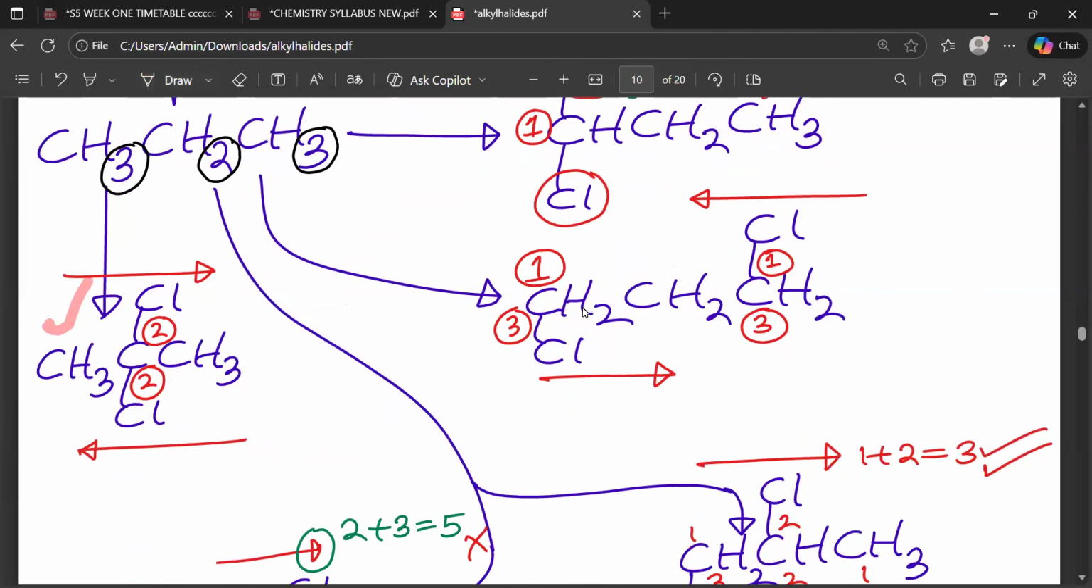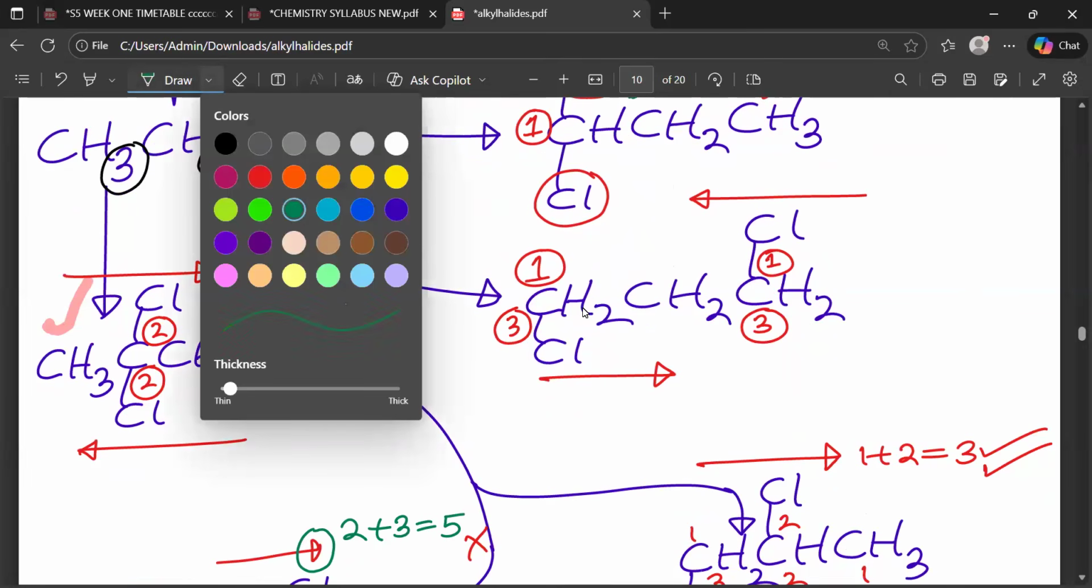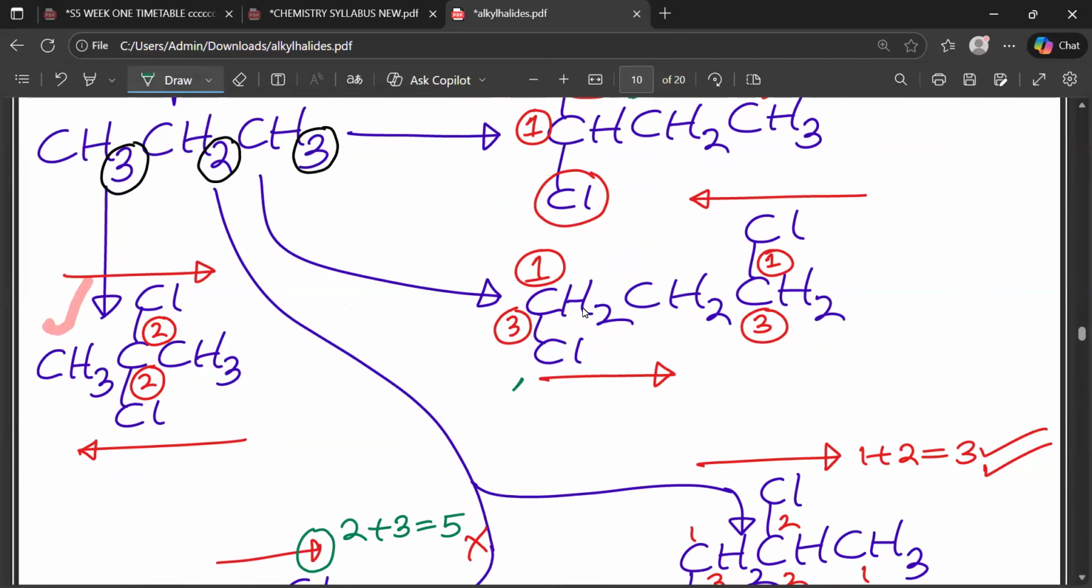Then this one. It is 1 and 3 in either direction. So you're supposed to just come and say that this one is 1 and 3. There are also 2 chloro groups, so I'll say dichloro. If it is bromo, you also say dibromo. You get the point? Pro what? Propane. One word. Hope you know why it is propane.